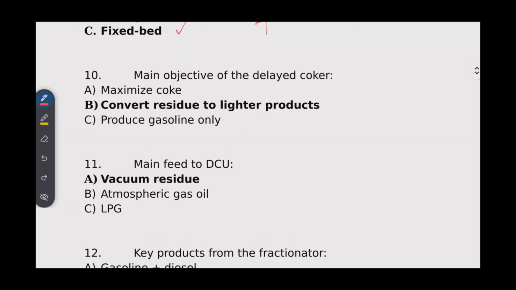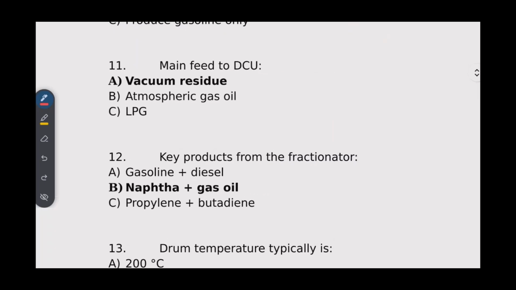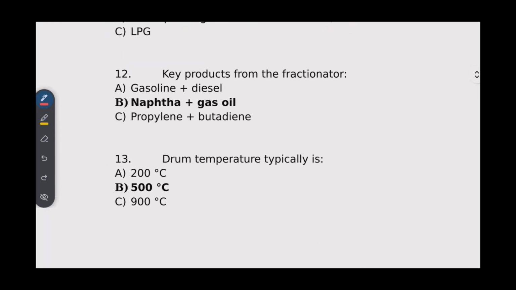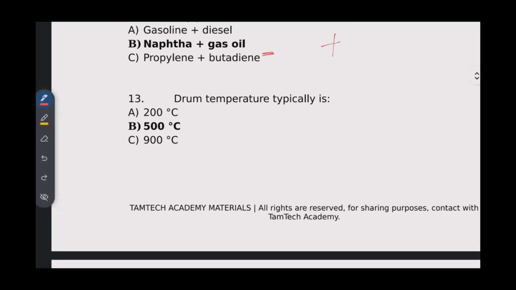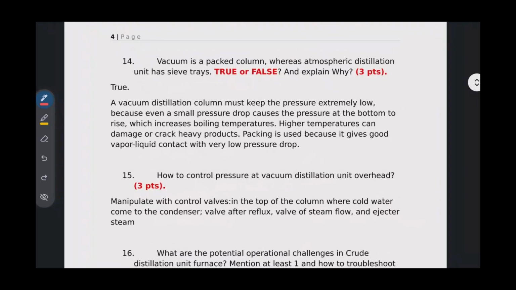Tenth question. The main objective of the delayed coker is to convert residue to lighter products to get more valuable products. It's correct. The main feed to DCU, delayed coker unit, is the vacuum residue. That's right. Key products from the fractionator, the first fractionator: so we have the naphtha, gas oil, gasoline, diesel, or propylene butadiene. It's definitely not correct. Yes, we might have the naphtha, gas oil, or, let's say there was another name, the diesel, motor diesel, or home heating oil. That's right. Drum temperature typically is here. It's still, yes, 500 Celsius. That's right.